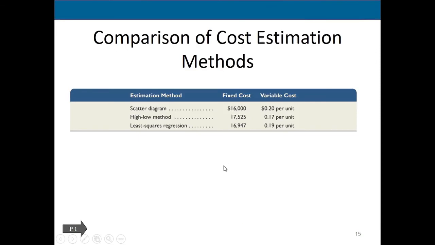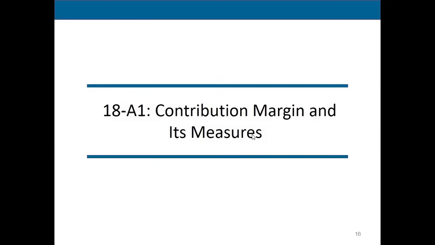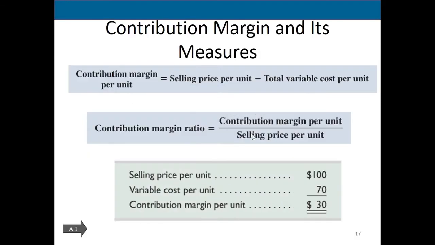Here's the difference between these cost methods. The scatter diagram said that fixed cost was 16,000 at 20 cents per unit for variable. Our method, the one I like, gave 17,525 and 17 cents per unit variable. And least squares regression came somewhere in between there, maybe a little bit more towards the scatter diagram than towards the high-low, but it's there, without a doubt.